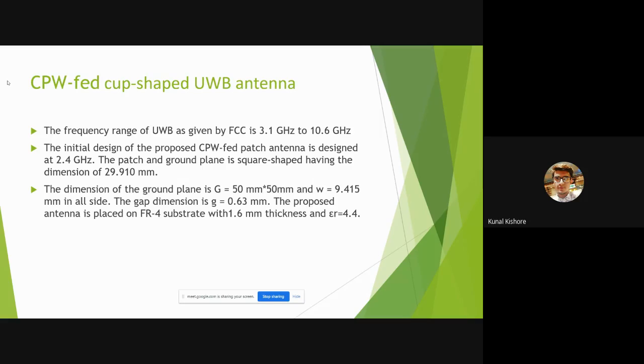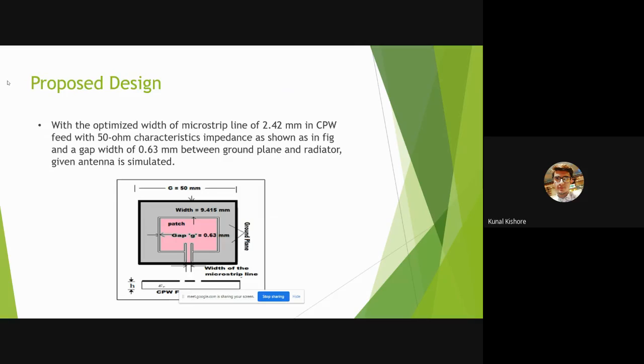Our initial design of the proposed CPW fed antenna was designed at the 2.4 gigahertz frequency range. The dimension of the ground plane is 50 by 50, the width is around 9.415 millimeter, and the gap dimension, which is G, which I will show you in the next slide in the diagram of our antenna, is 0.63 millimeter. As a substrate, we are using FR4, which has a dielectric constant of 4.4 and a thickness of 1.6 millimeter. So this was our proposed design.